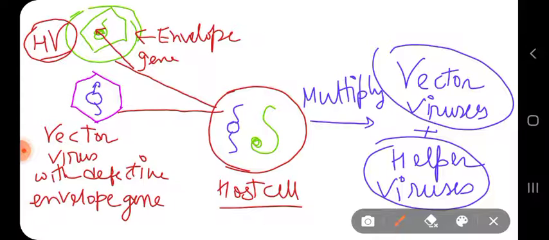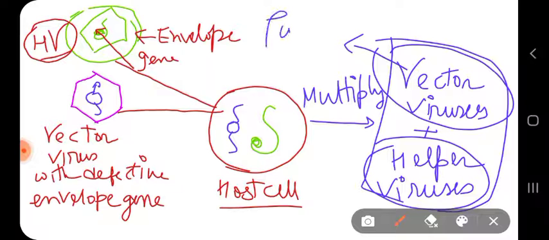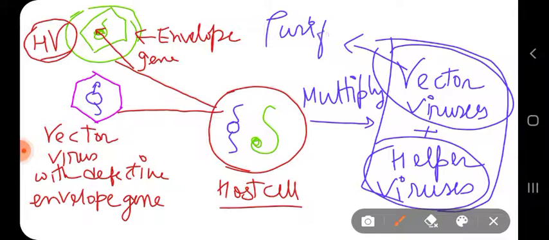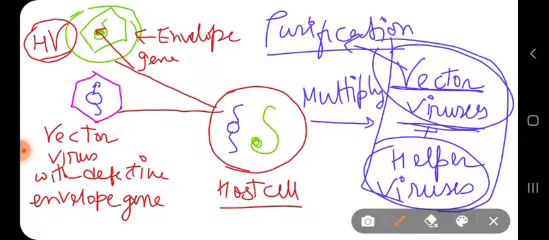Isolation of vector virus totally free from the helper virus is absolutely essential, because contamination of the helper virus can create a threat to humans, because it has been mixed within the host cell genome, so it has to be purified later on. Purification has to be done to separate this vector virus from the helper virus. Okay.